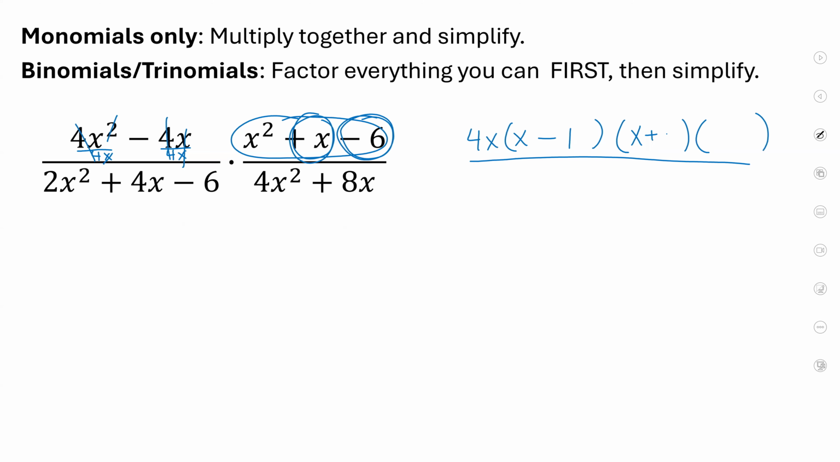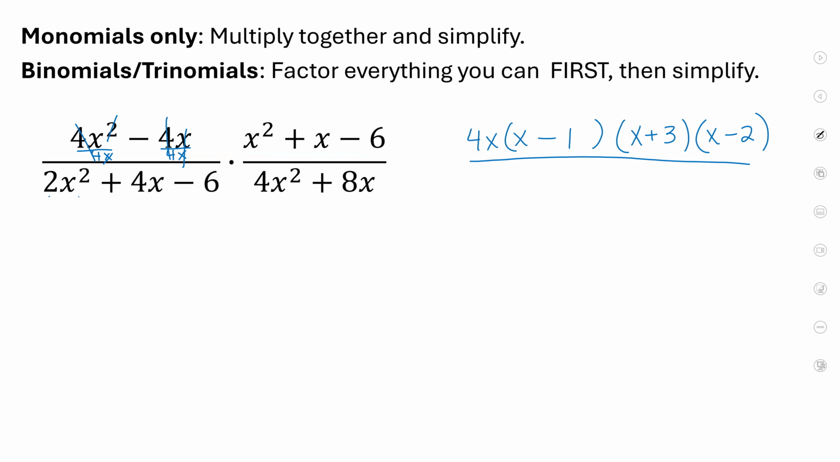-2. Good. 3 times -2 gives you that -6, and if you add those together, you'll get 1. Good. All right, so that was the top factored, the numerator factored. Now let's factor the denominator and multiply them together.